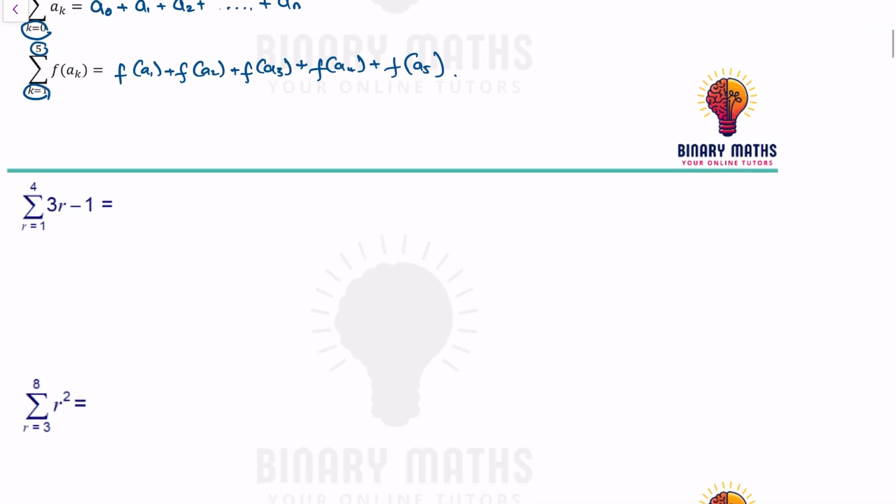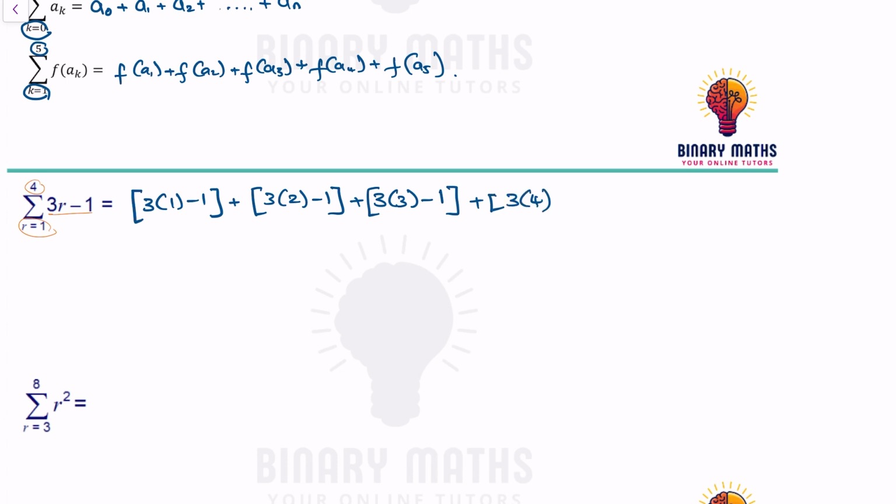Okay, so sometimes you're asked to calculate values. So let's look at this example. That means we're starting from r equals 1. We go all the way up to 4. So we're substituting these values into this expression, which is 3r minus 1. So the first term will be 3 times 1, take away 1. The second term will be 3 times 2, take away 1. The third term will be 3 times 3, take away 1. And the last term will be 3 times 4, because the number on the top is 4. So 3 times 4, take away 1.